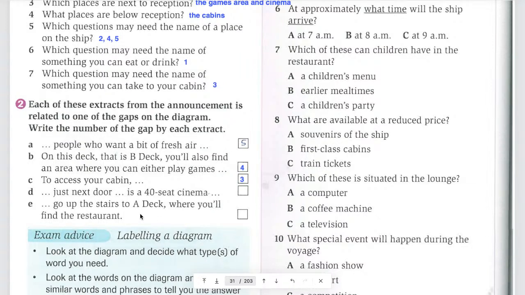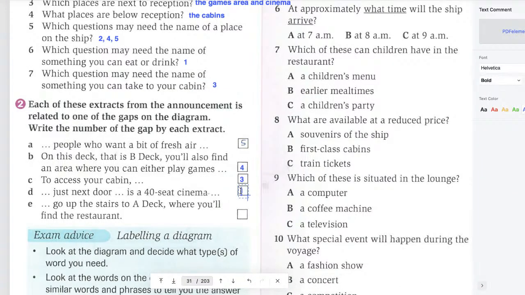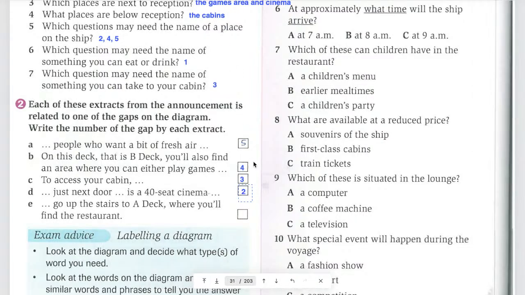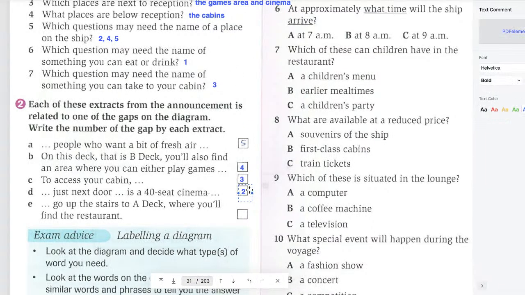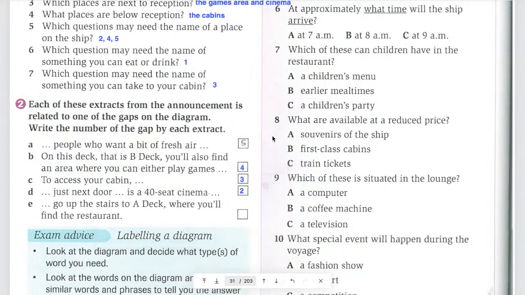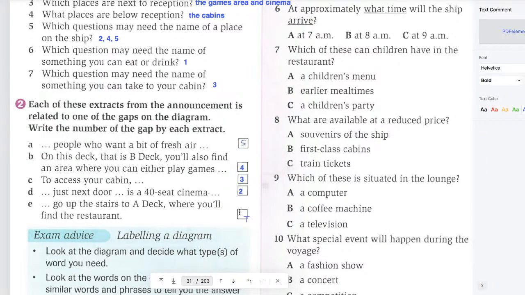Okay, D. Sub. Just next door is a 46 cinema. Yeah, just next door is a 46 cinema. So, number 2, we are talking about the cinema area, right? The cinema. So number 2. Yeah, Hung, the last one. Yeah, go up the stair to A deck where you find the restaurant. What's the answer? Yeah, number 1. Yeah? Okay, good.